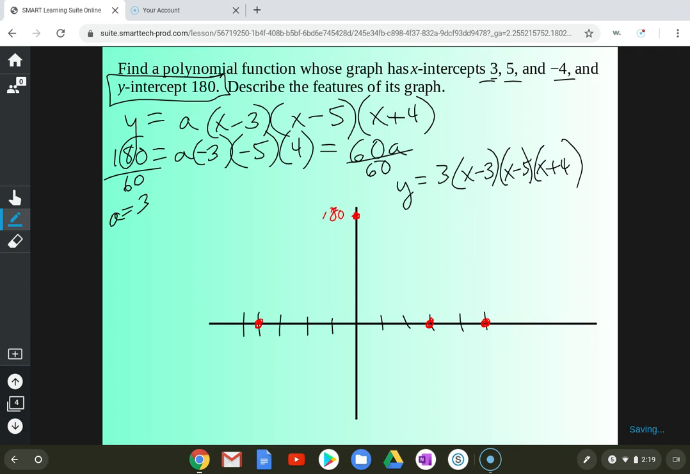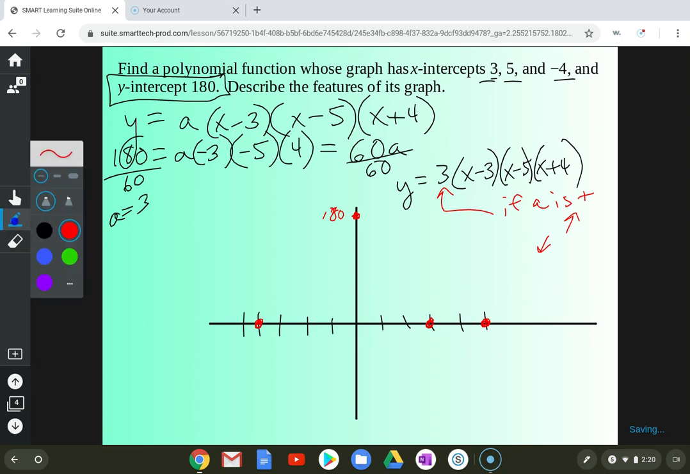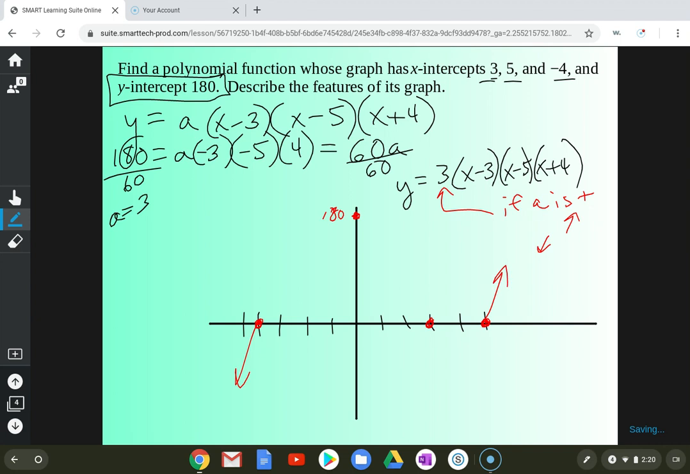All right, how do we know what the ends are doing? If your A is positive, then your graph is going to go down to the left and up to the right. If your A is negative, it's going to do the opposite. So when we sketch, I'm going to keep it red. So when we sketch our graph, the left end is going to point down and the right end is going to point up.